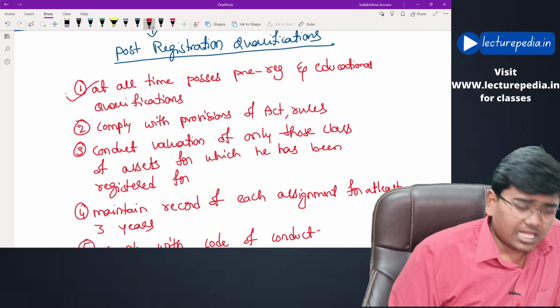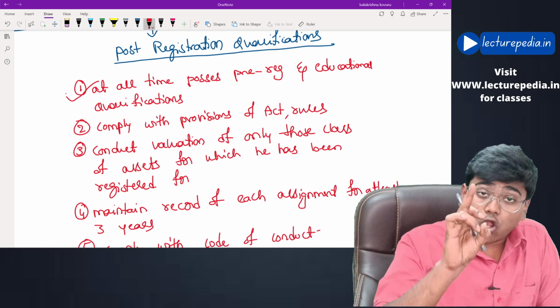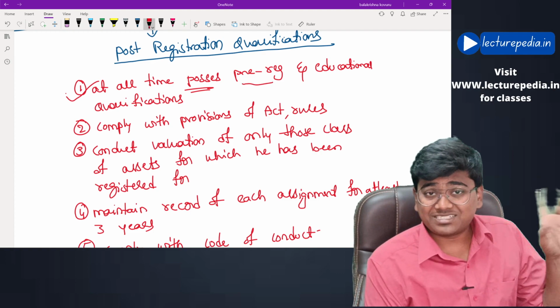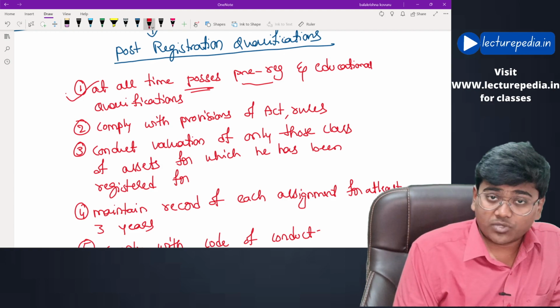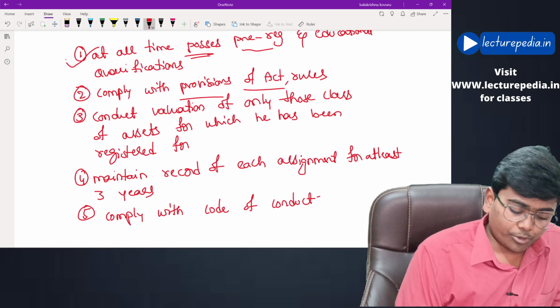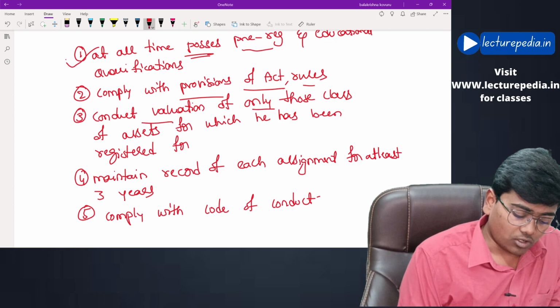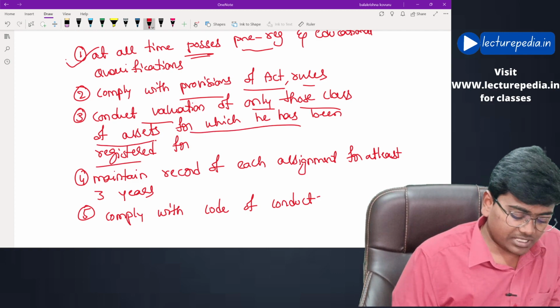Now the post registration qualifications. Firstly, after registering with the authority, he must at all times possess all the pre-registration qualifications and also the educational qualifications. So this is clear. That is the first condition. Next, he must comply with provisions of the act and the rules, and conduct the valuation of only those class of assets for which he has been registered.